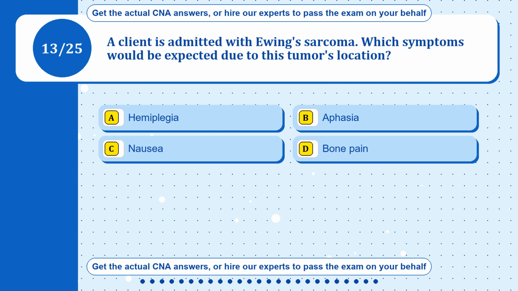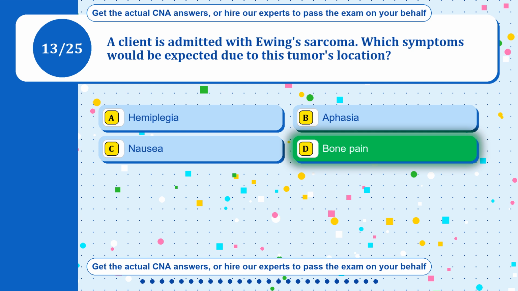Question 13. A client is admitted with Ewing's sarcoma. Which symptoms would be expected due to this tumor location? Option A, hemiplegia. Option B, aphasia. Option C, nausea. Option D, bone pain. The correct answer is option D, bone pain.